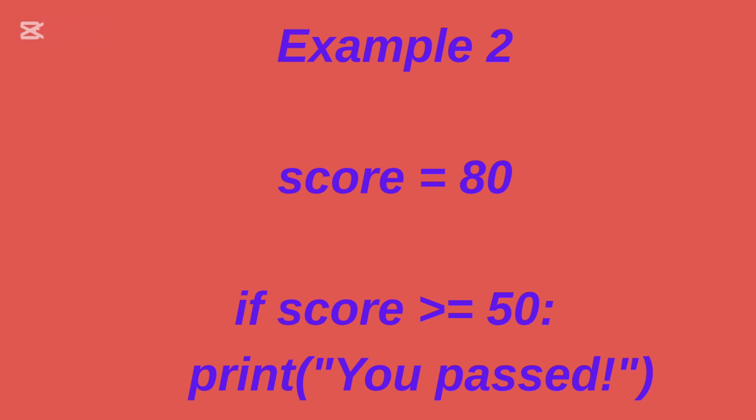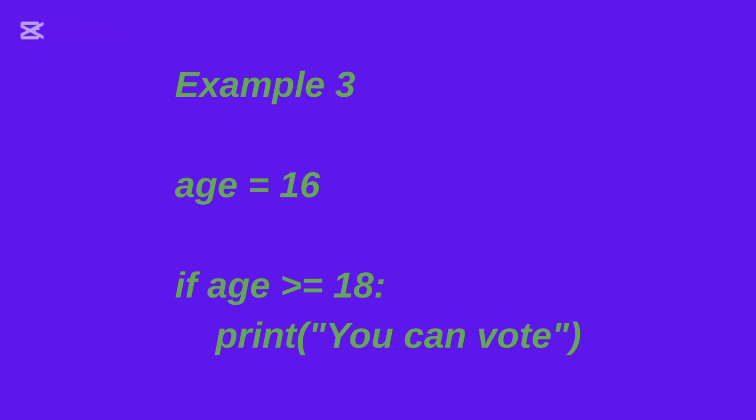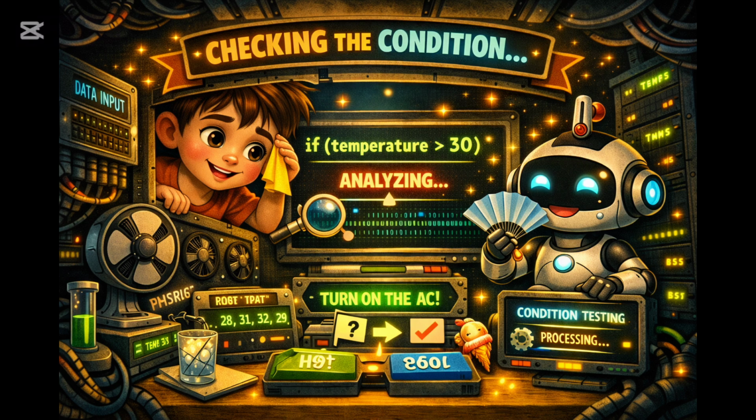Example 1, exam result: score = 80. If score >= 50, print("you passed"). Example 2, age check: age = 16. If age >= 18, print("you can vote"). So in all these examples, the computer is just checking a condition.